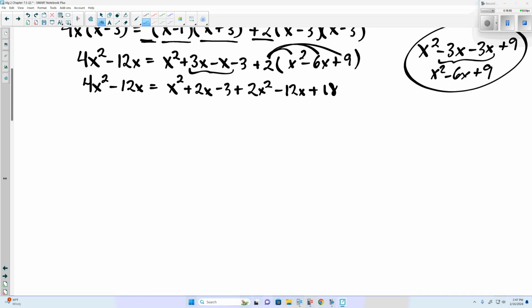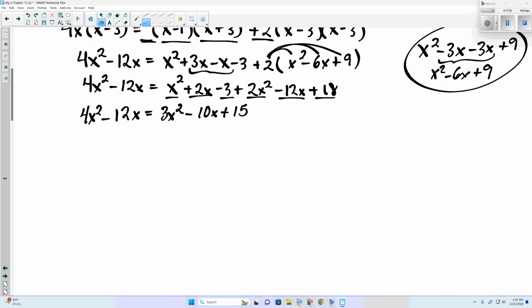Now at this point again, we can combine like terms. Our x squared and 2x squared give us 3x squared. Negative 2x minus 12x is minus 10x. And negative 3 plus 18 is plus 15. Questions on any of this here?